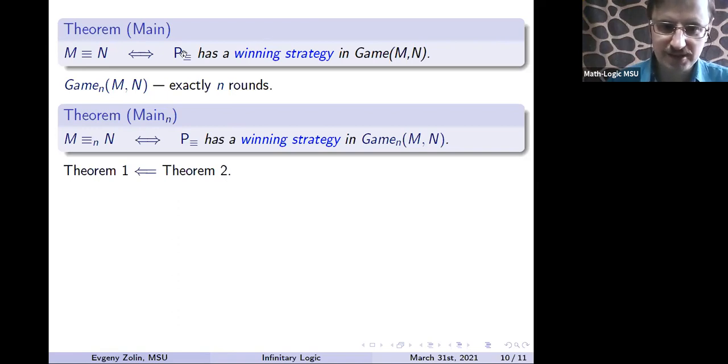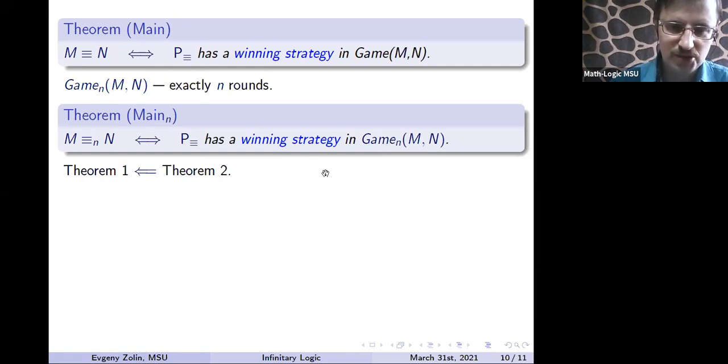Now let us consider these right-hand sides of the theorem. The second player has a winning strategy in this infinite game with no subscript if and only if for every n it has a winning strategy in this game.